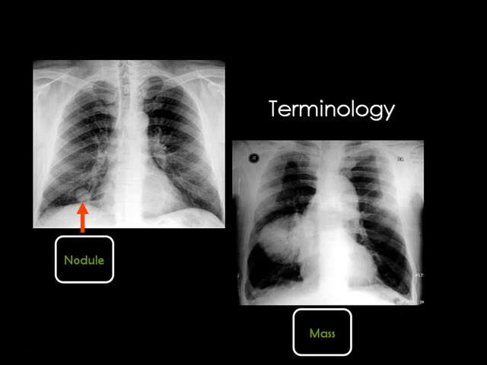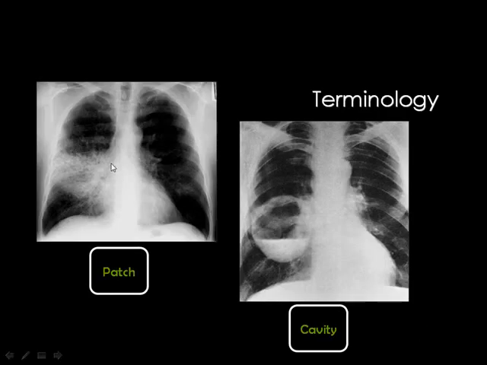Then some of the terminologies commonly used in the reports, and the first one is the pulmonary nodule. What do we mean by a pulmonary nodule? The nodule is a well-defined lesion that is less than 3 cm in diameter. The pulmonary mass is a well-defined lesion that is more than 3 cm in diameter. The pulmonary patch is an ill-defined lesion containing air bronchogram. The pulmonary cavity is a well-defined lesion containing air. Either this air is total or partial with some fluid inside this lesion.